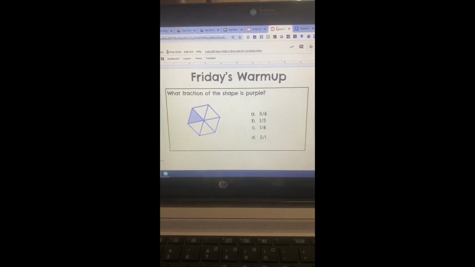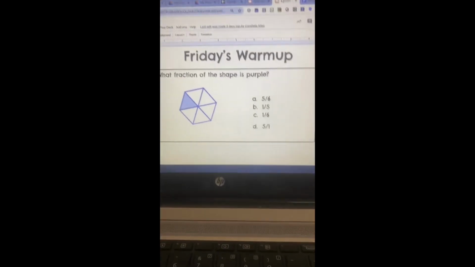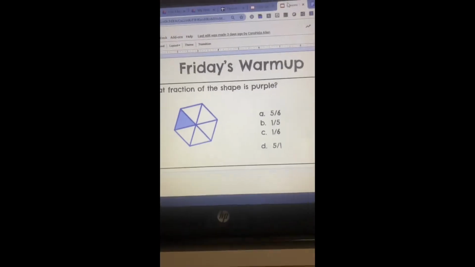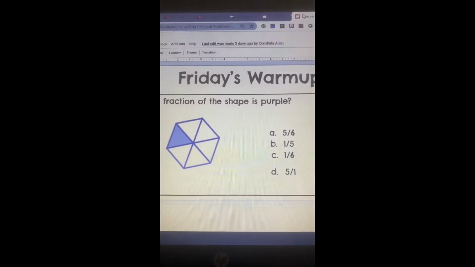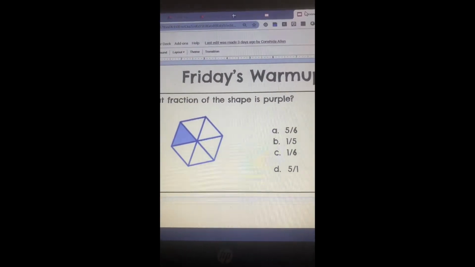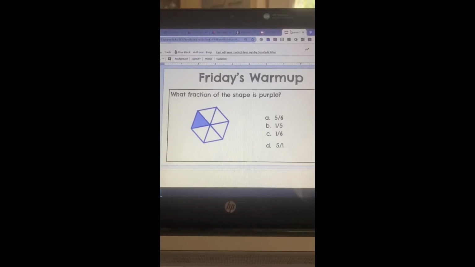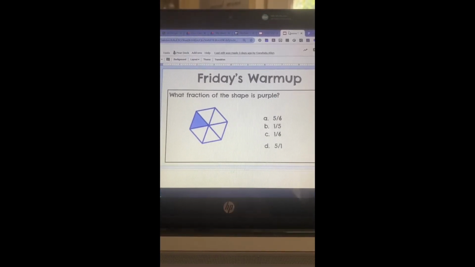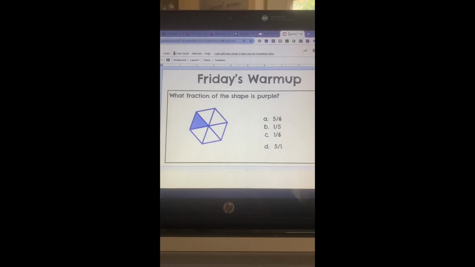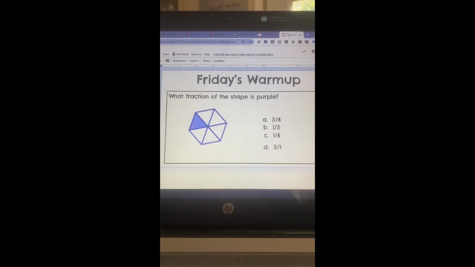Get ready for the warm-up. All right, and here is your warm-up. What fraction of the shape is purple? What fraction of the shape is purple? I'm going to give you about a minute to solve this problem.